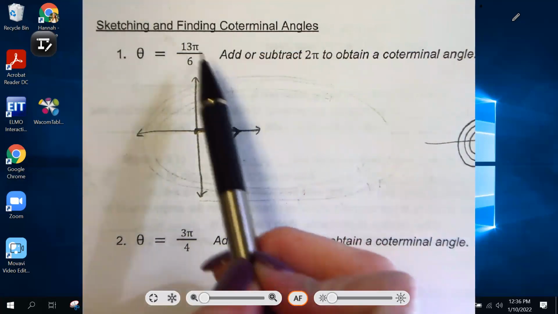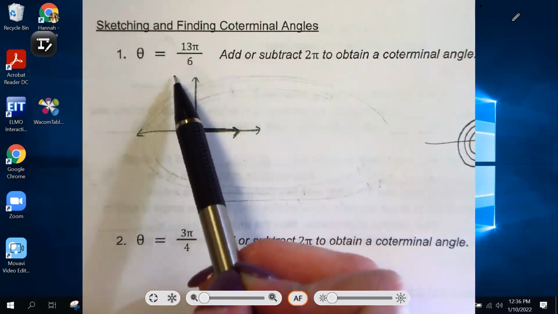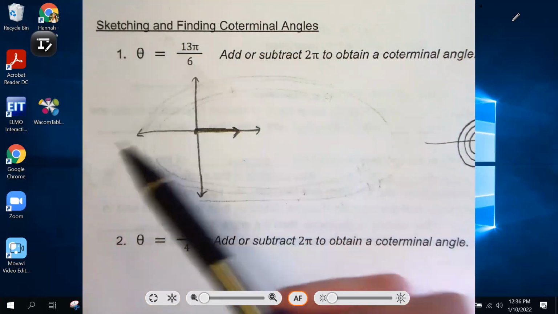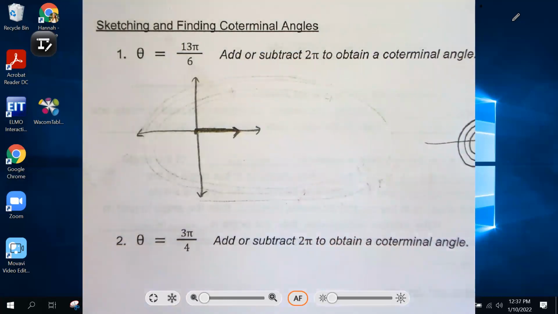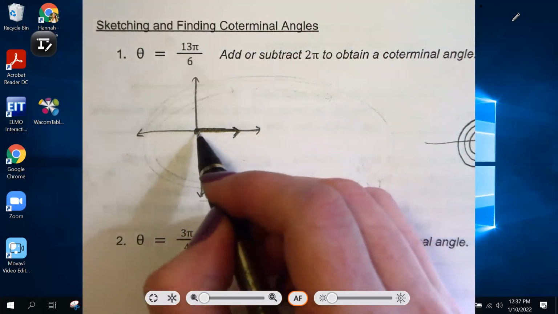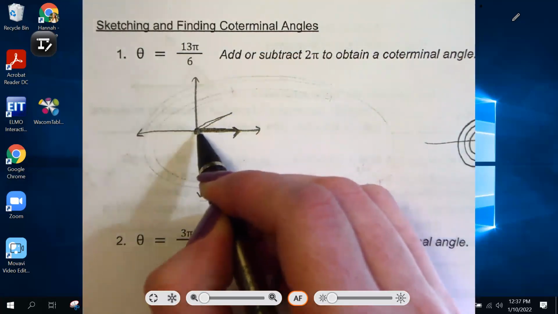And then for now, you guys don't exactly know where radian measures are going to end up, like you might be able to guess degree measures. So for now, you're just going to have to trust me that 13 pi over 6 is right here.